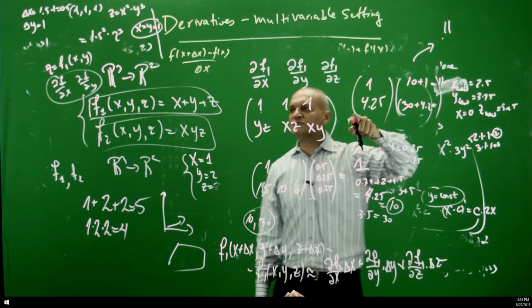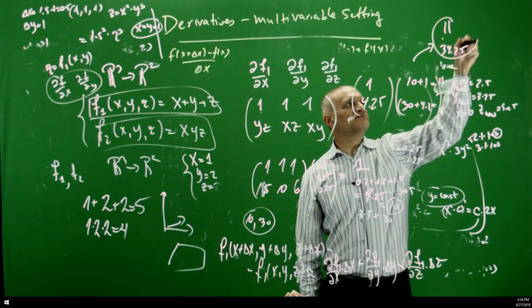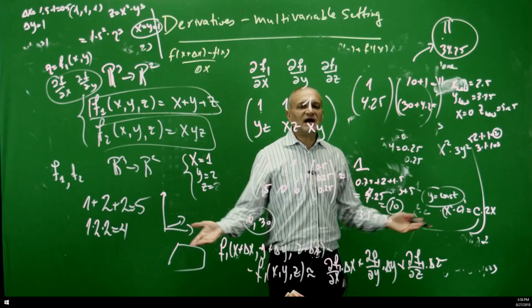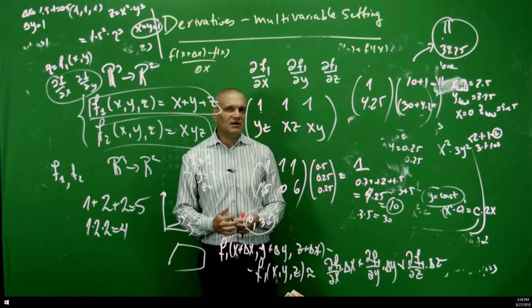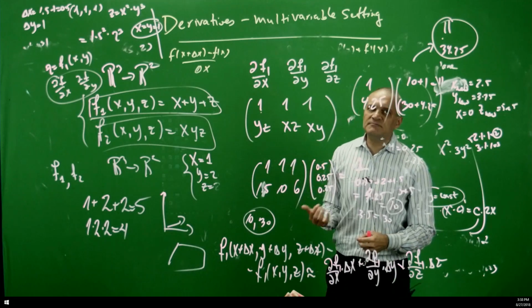And then here it's going to be 30 plus 4, 25 is 34 plus 25. Okay? So that's how the approximation works. So it's a pretty straightforward process. It just needs practice. Okay?